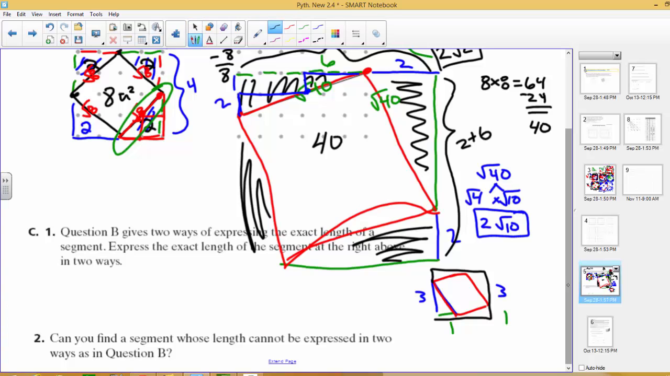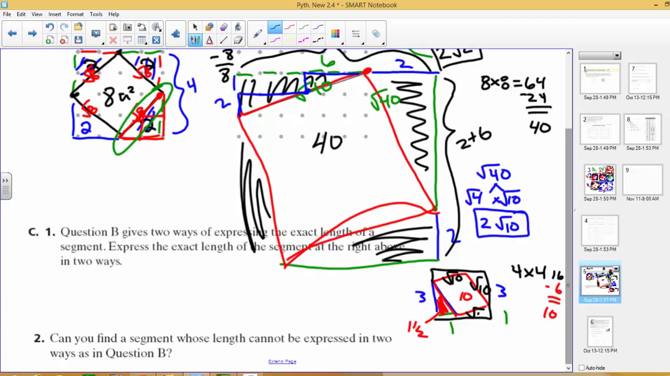So it's going to be a 4 by 4, which is 16. And then each of the triangles, there's going to be 4 of them, and this is a 3 by 1, so each triangle in this case is 1 1/2, and 4 times 1 1/2 is 6. So that means this square's area is 10, so every side length is the square root of 10.